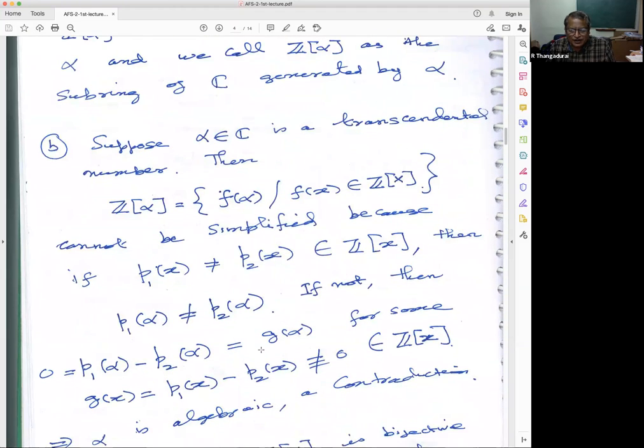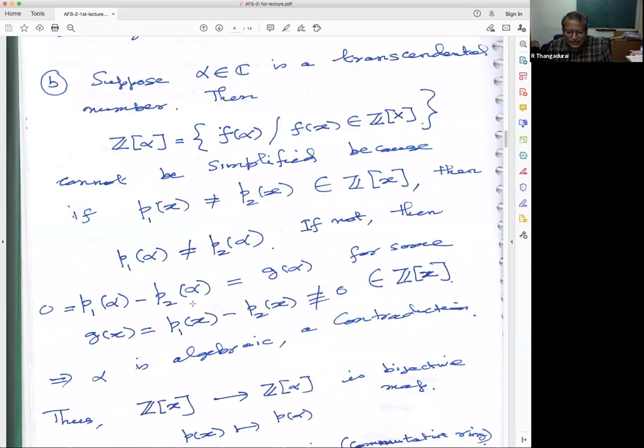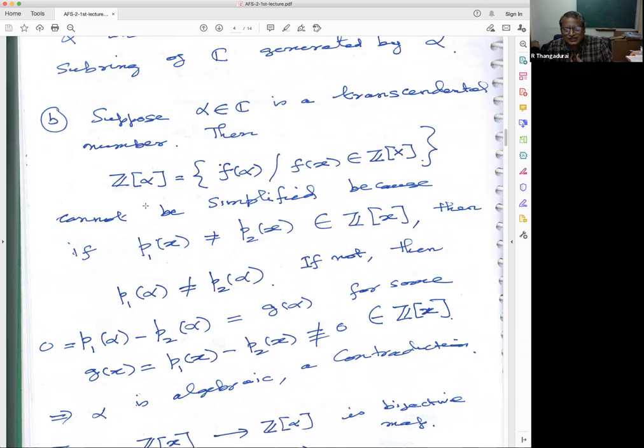To see this, take two distinct polynomials and plug in alpha; the values have to be distinct. Why? Because if the values are the same, since P1 and P2 are distinct polynomials, the difference g of x, suppose, is not the zero polynomial. Then plugging in alpha, we get g of alpha is zero, which means alpha is an algebraic number. But P1 minus P2 is g of x, which lies in Z[x]. So this is a contradiction. That is the reason you cannot simplify Z[alpha] where alpha is a transcendental number.